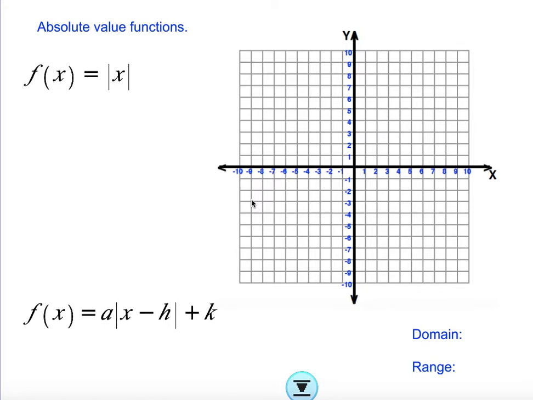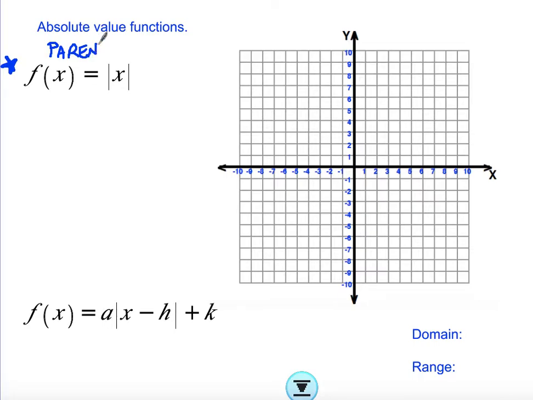Hello guys, today we're going to talk about absolute value functions. We're going to be graphing them and talking about their domain and range. You've seen a little bit of these before. They're the graphs that look like V's, V shapes. First thing is right here. This is the parent function for an absolute value function.